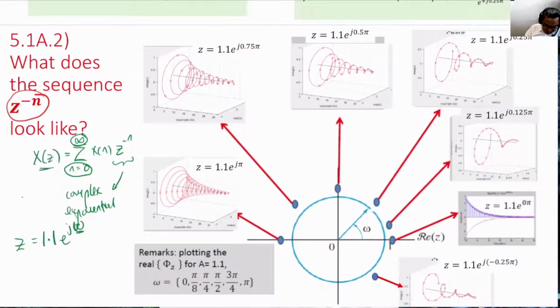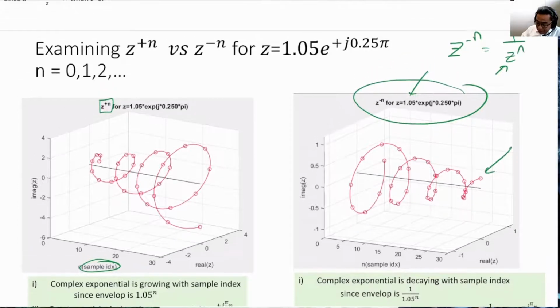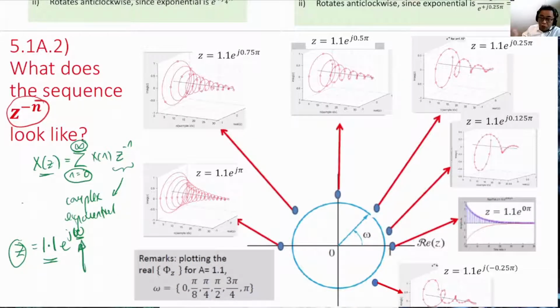Now, in the previous slide, we have seen that when z is a positive number greater than 1, the complex exponential will decay. The reason that it is decaying is because we are plotting z^(-n), which is 1 over z^n. When z has a positive value greater than 1, then z to the power of n becomes larger and larger. But because it is 1 over a larger and larger number, the complex exponential is growing smaller and smaller. Now we want to study what the angle omega will do to this rotation of the complex exponential.